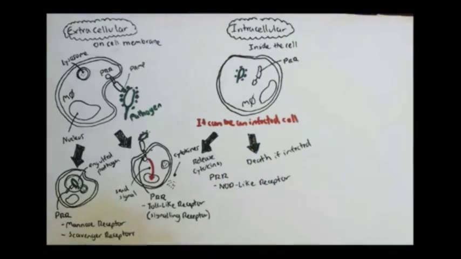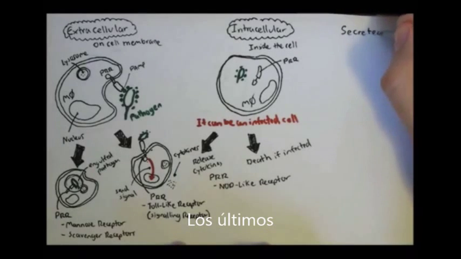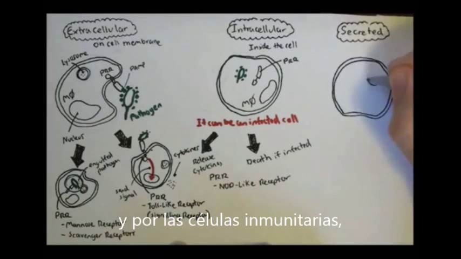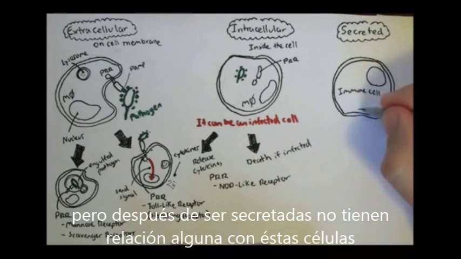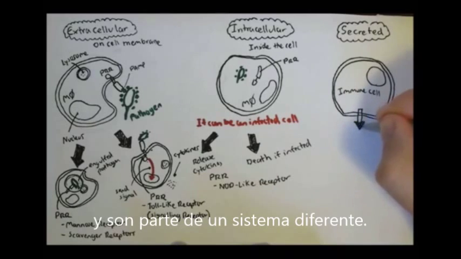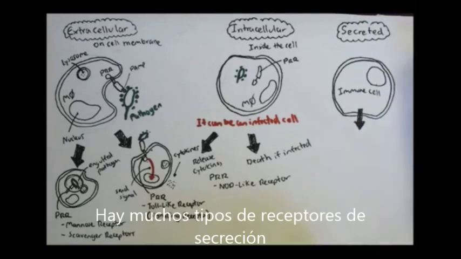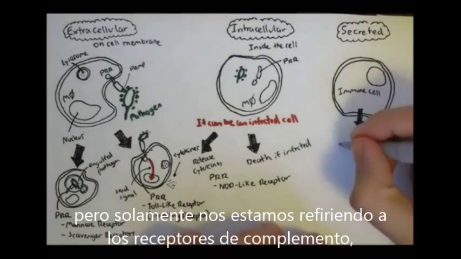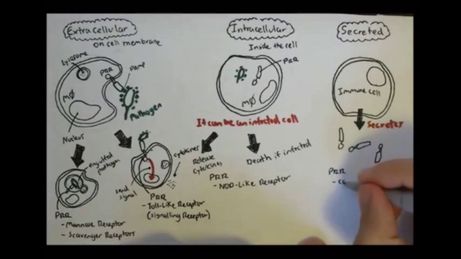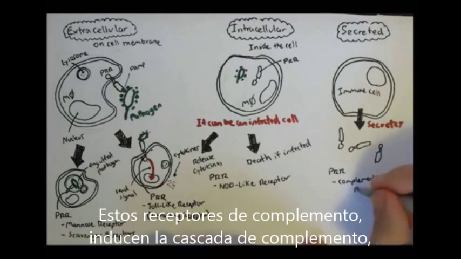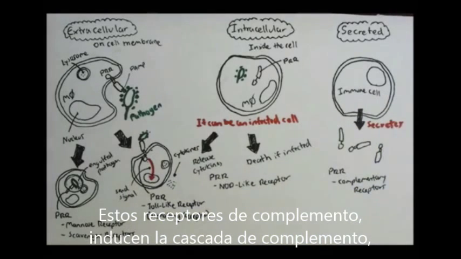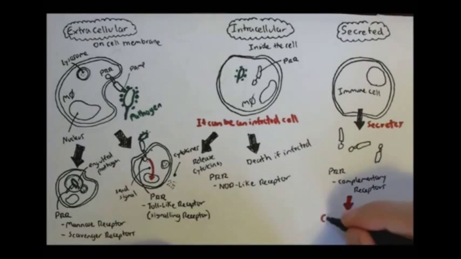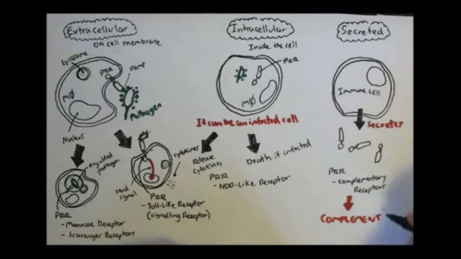There are others, however. Now the last ones are the secreted PRRs, which are secreted by the liver and by the immune cells. But after they are secreted, they have no relation to these cells and are part of a different system. There are many types of secreted receptors, but we are mainly looking at the complement receptors, which are usually secreted by the liver, and these receptors induce the complement cascade. And you can watch a video on this complement cascade, which is very important in the innate immunity.